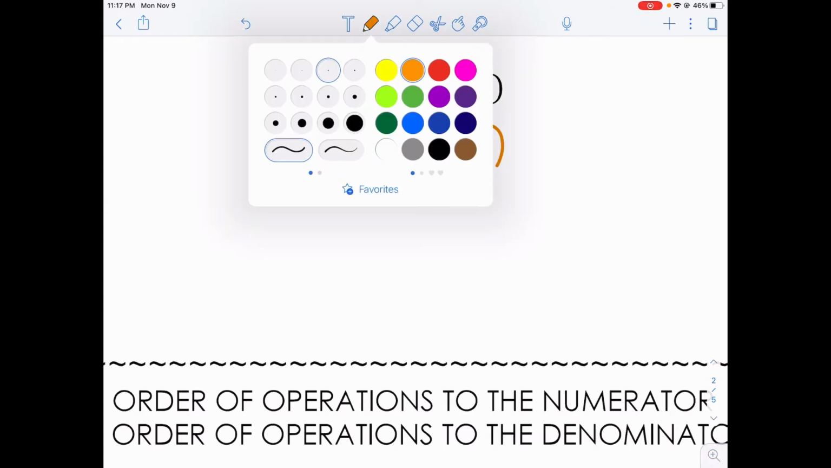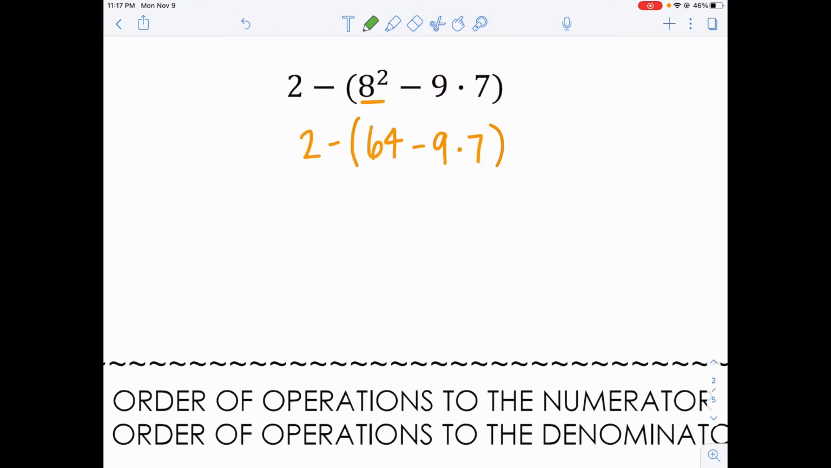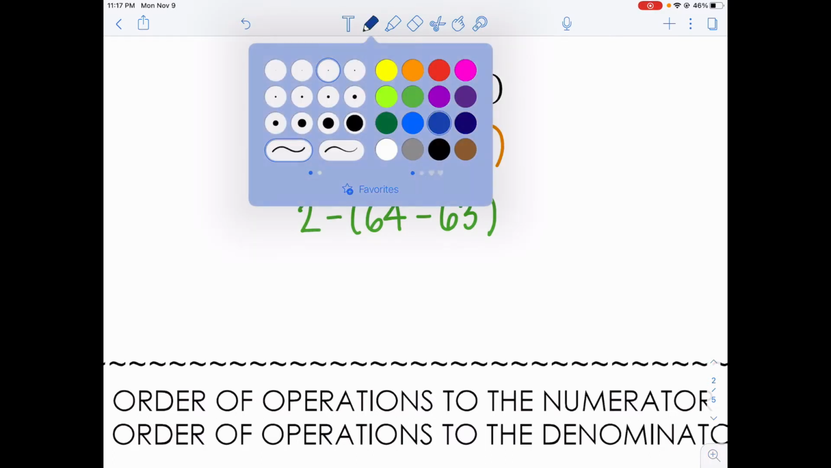And now I'm ready to further simplify. Inside of the parentheses, that's where I'm still working. I have subtraction and multiplication. Multiplication comes first. 9 times 7 is 63, so I underlined the 9 times 7. I wrote 63 beneath it, and now I'm going to bring down everything else I have not used. Notice the parentheses still intact because I have not fully simplified inside that parentheses.